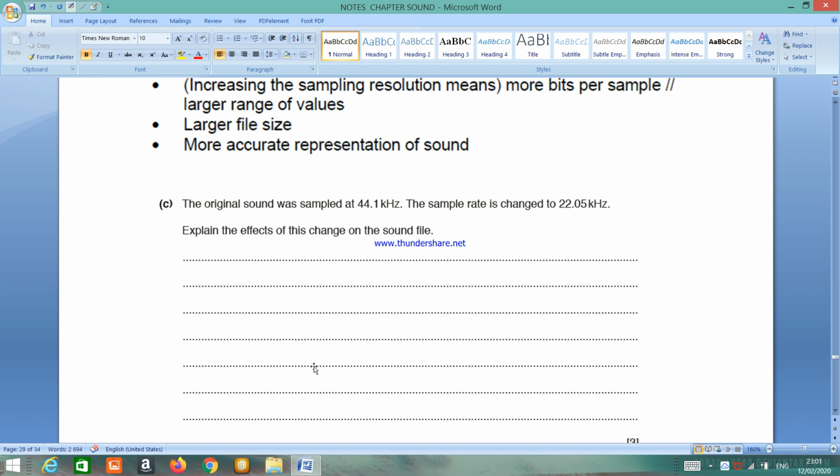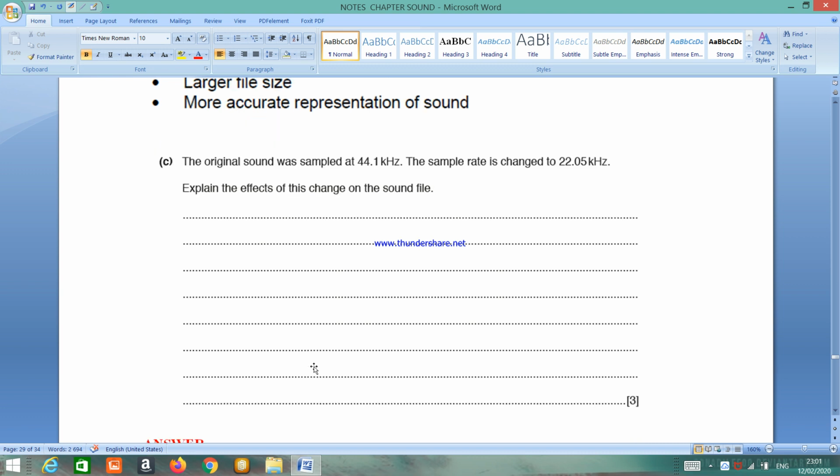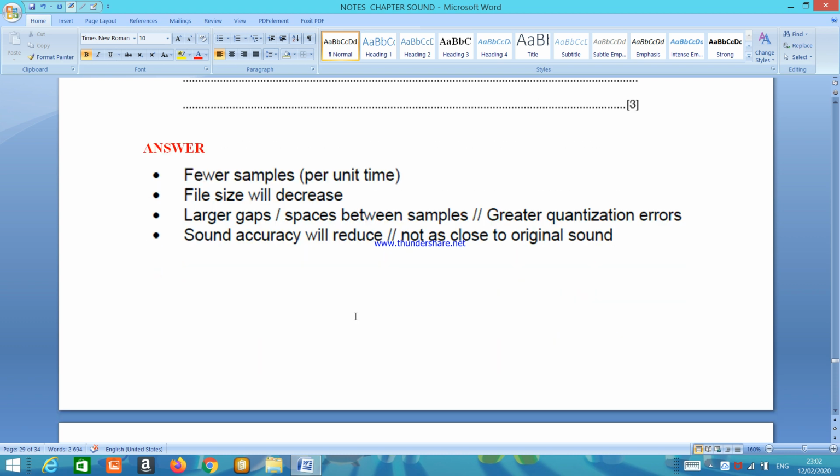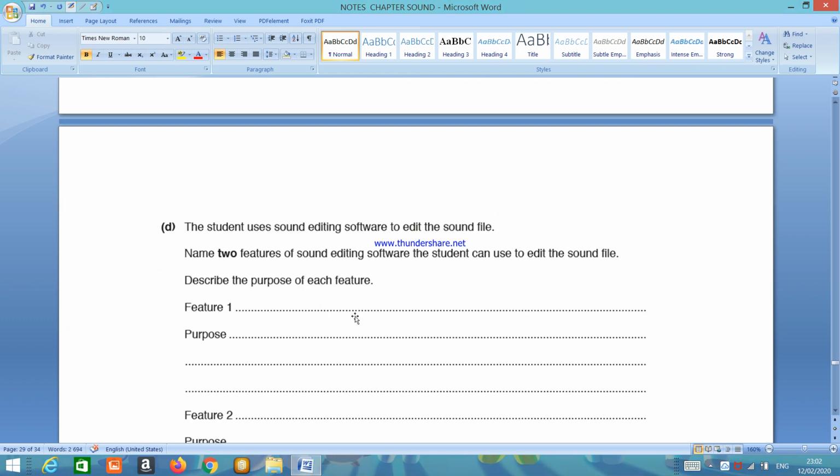Okay, so explain the changes brought on the sound. What we are doing here is changing the frequency. So with fewer samples, we are decreasing the frequency. Fewer samples will be taken, and the file size will decrease. There will be larger gaps between the samples, and more spaces between the samples. The quantization error will be greater. The sound will be less accurate. Accuracy will decrease, and it will be far from the original sound. It will not be close to the original sound.